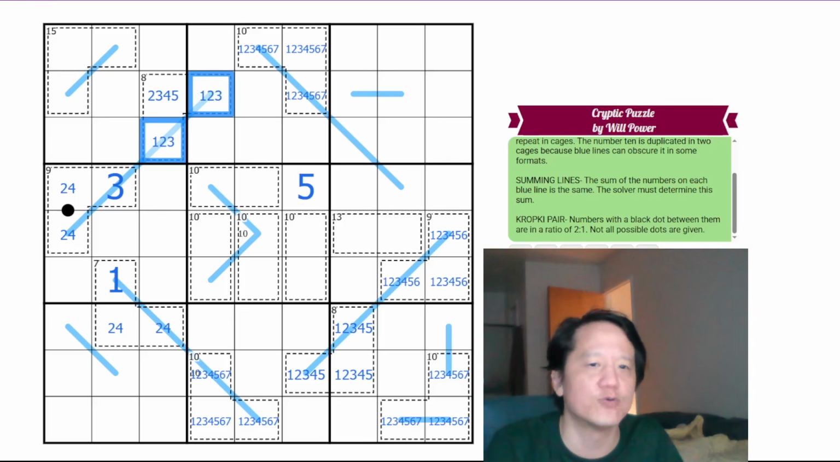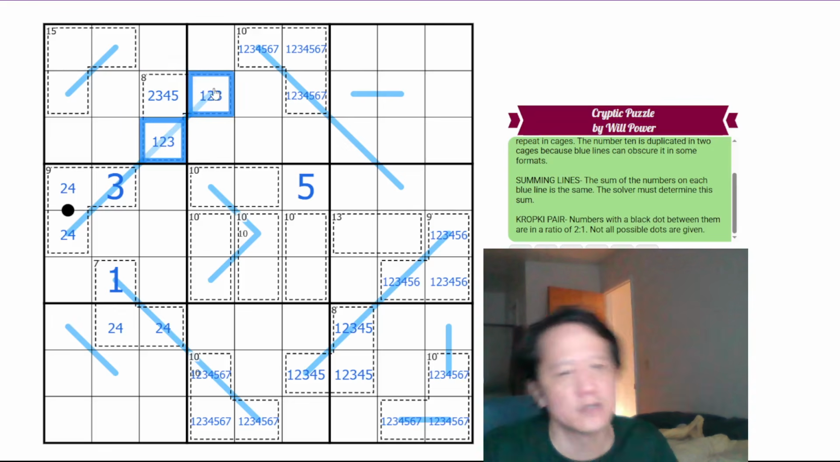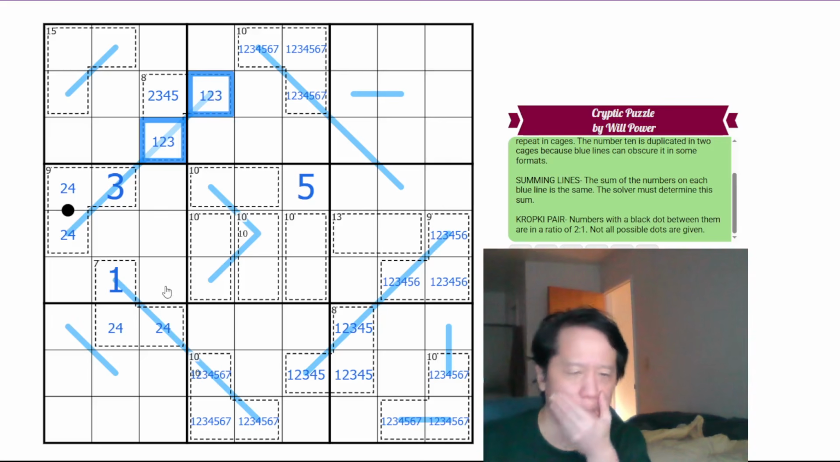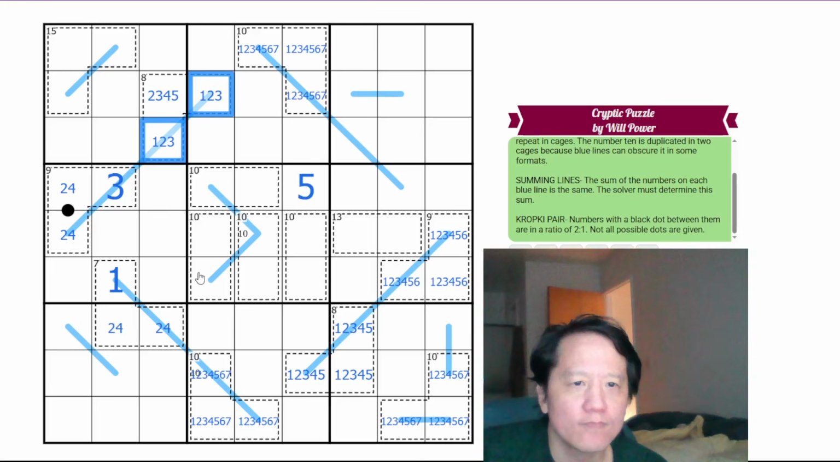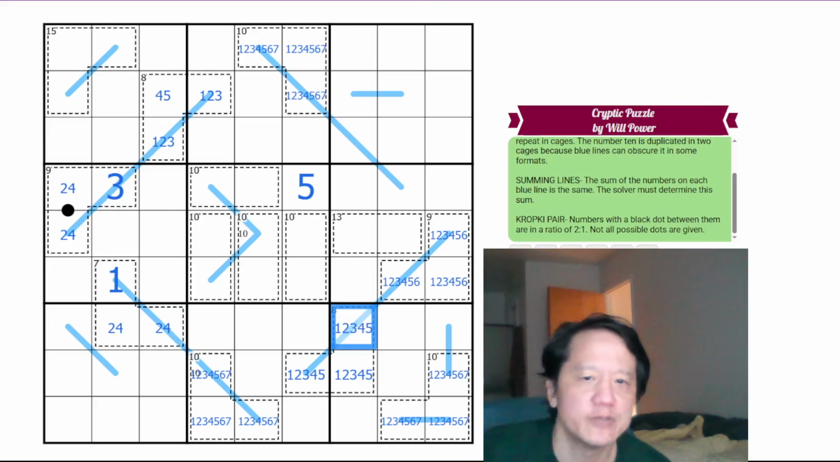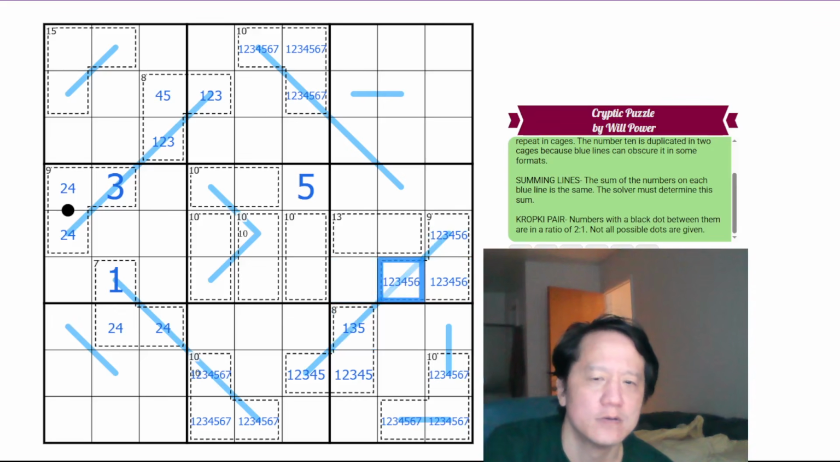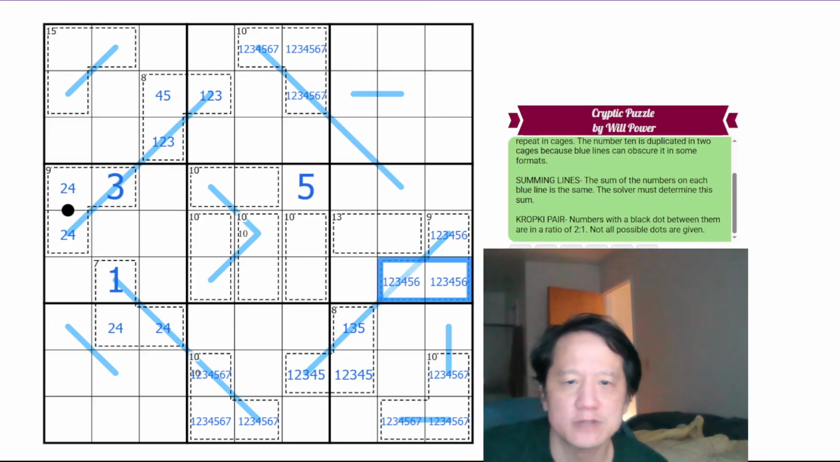So we cannot have 4 and 5 here. It's 1 with something there. It's either 1 and 2 or 1 and 3. Interesting. So what does that mean? If this is 1 and 2, this has to be 5. If this is 1 and 3, this has to be 4. 2 and 4 are here, so this cannot be 2 or 4 there. If this is 1, that would mean... Well, it can't be 1. Okay, so there's that.